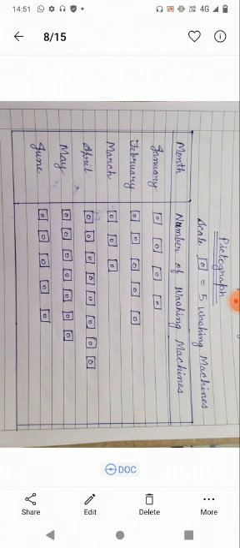Now we are coming to the second part of the answer, that is representing the data in pictograph form. The title is the same, production of washing machines, and the pictograph scale: this is a symbol I have made. Each symbol is equal to 5 washing machines. On the left side of the table I have written month, and on the right side I have written number of washing machines.